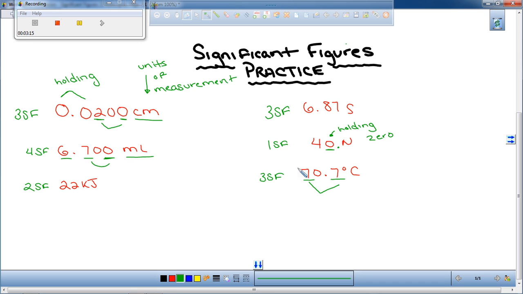So I hope as you practice utilizing significant figures, this helped give you insight on how to break these numbers down to find out what numbers actually tell you something, as in what they measure, and what numbers don't, like holding zeros or placeholders. So I hope you found this video helpful, and best of luck working with significant figures.